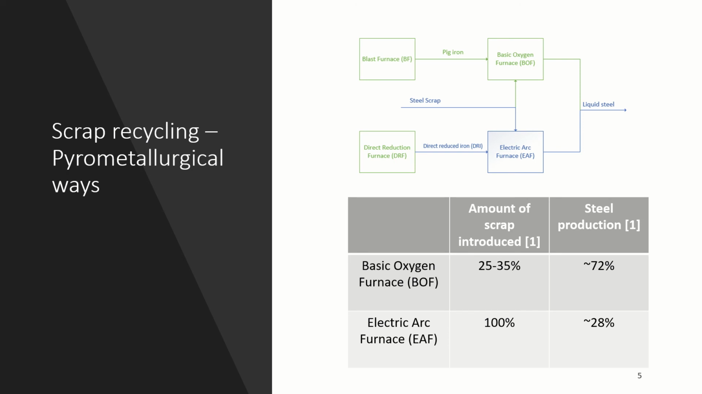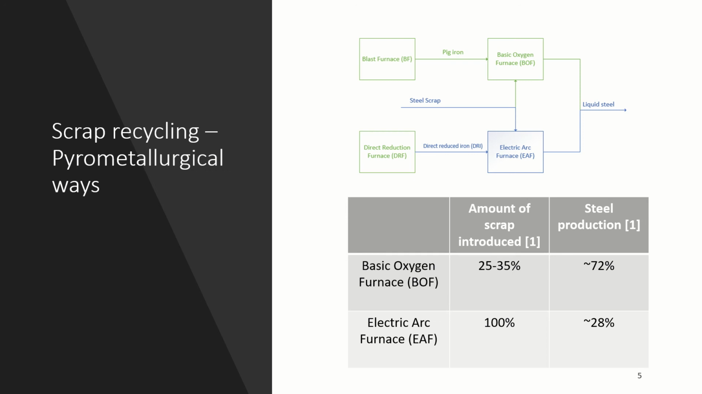So scrap can be introduced in the two pyrometallurgical ways of primary steel production. It can be added to the basic oxygen furnace as a coolant, since most of the reactions occurring in that furnace are exothermic. There is around 25 to 35% of scrap added. The other way to recycle scrap is through the electric arc furnace, which can have up to 100% of scrap that will be remelted into liquid steel.